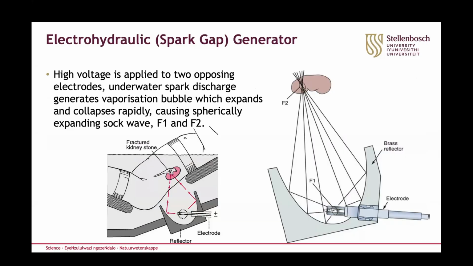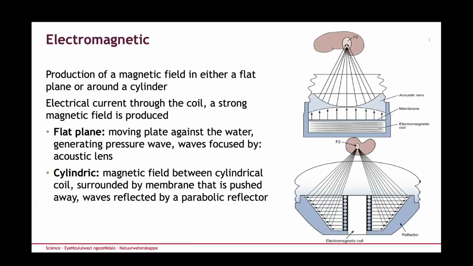Electrohydraulic spark generators use a high voltage which is applied to two opposite ends of an electrode. This results in an underwater spark discharge, which then vaporizes bubbles, and this causes an expanding shockwave. The shockwave is a spherical shockwave and starts at F1 and is focused onto F2. As you can see, the positioning of F1 and F2 is important to allow for adequate focusing of the shockwave.